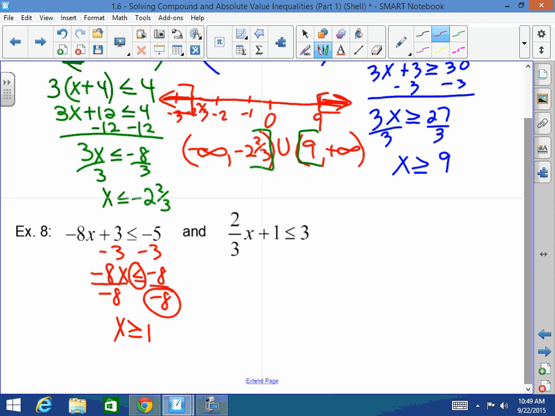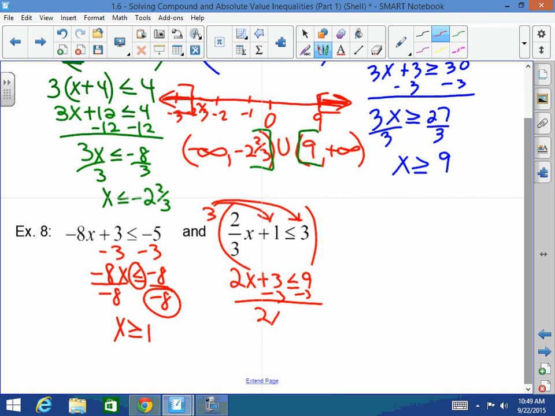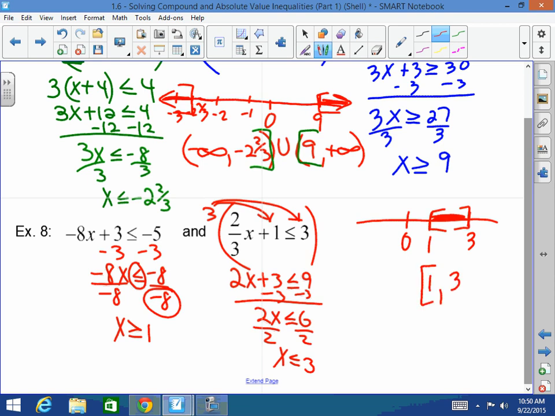And then here, I want to get rid of the fractions. So I'm going to multiply everything by 3. 3 times 2/3 is 2x. 3 times 1 is 3. And 3 times 3 is 9. Subtract 3 from both sides. 2x is less than or equal to 6. Divide by 2. x is less than or equal to 3. Now when I graph this, x is greater than or equal to 1, but less than or equal to 3. So it's everything in between. My solution is [1, 3]. Does that make sense, gentlemen?